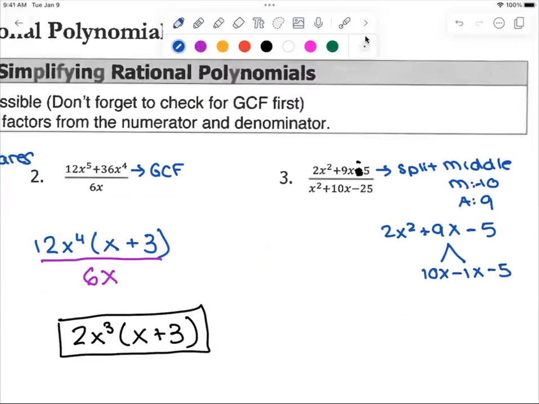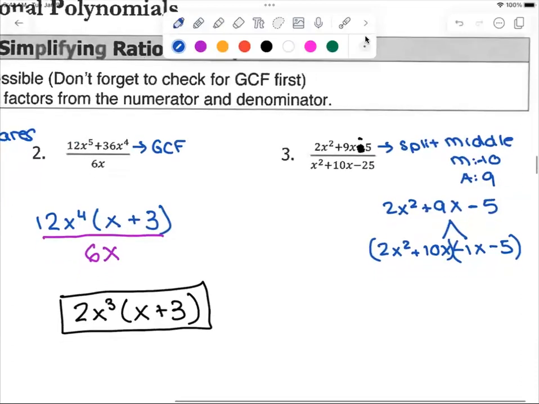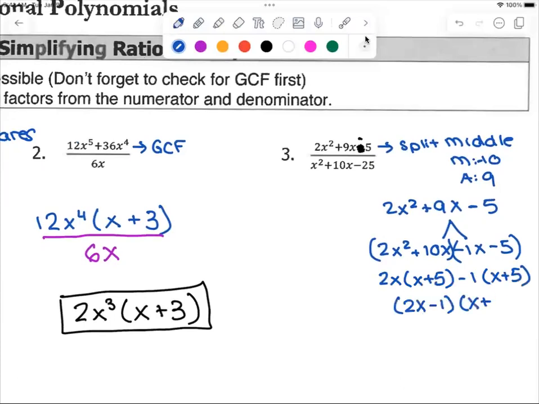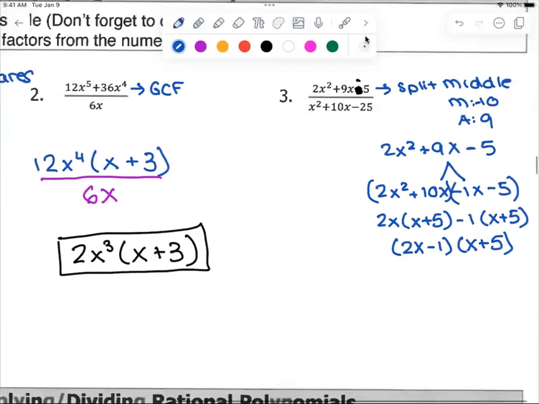Bring down the negative 5, bring down the 2x squared. Group the first two, group the last two. The GCF of the first one has 2x, leaves me with an x plus 5. The second one, the GCF is negative 1, leaves me with an x plus 5. So I have 2x minus 1 times x plus 5. So that is my factored form of the numerator.